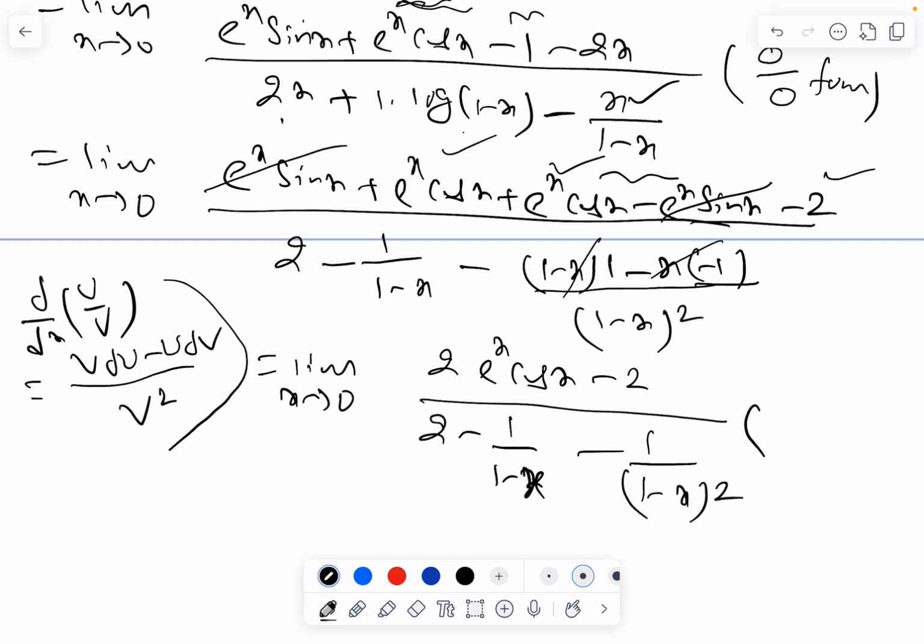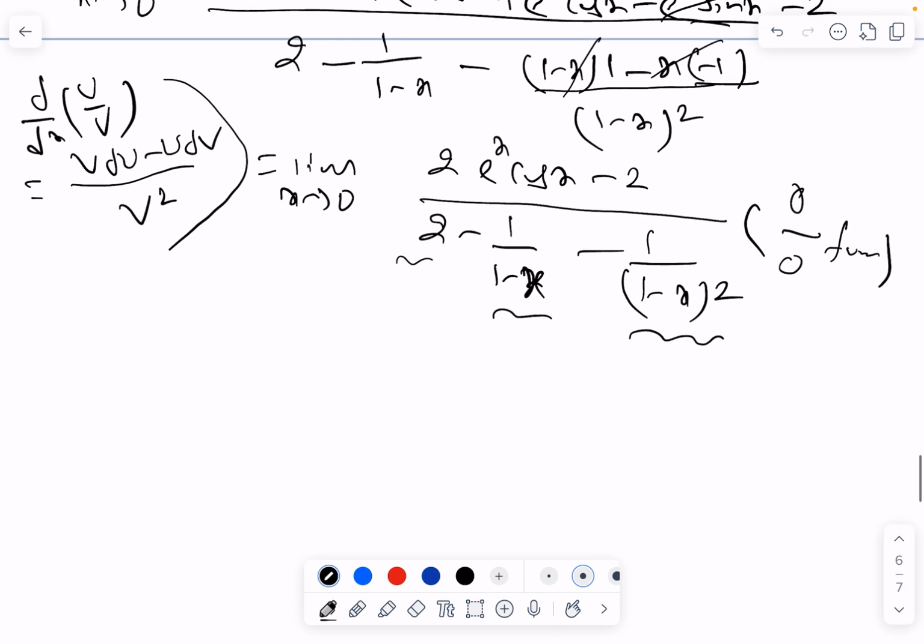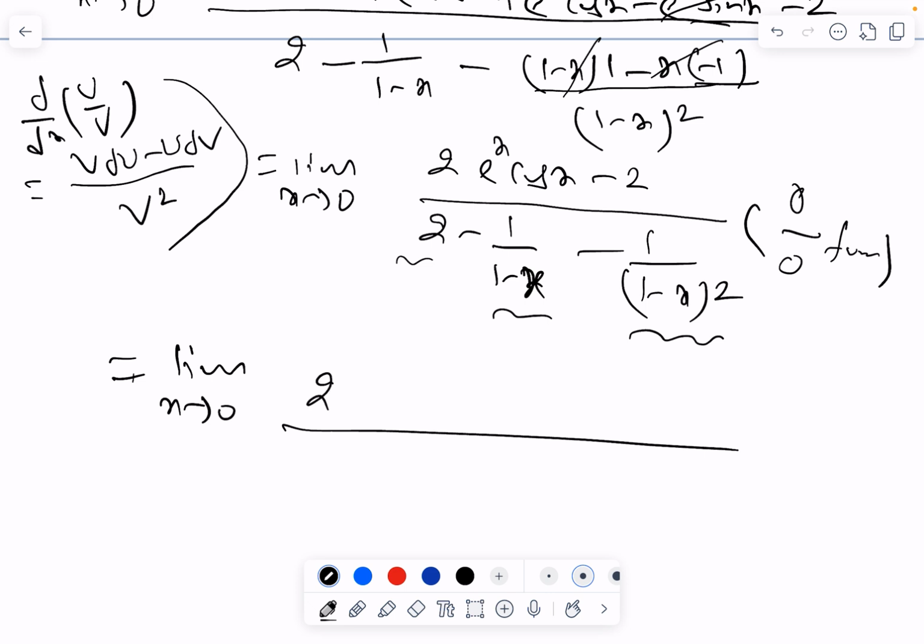This is e power 0 is 1, cos 0 is 1, 2 minus 2, 0. This is 1. This is also 1 when x tends to 0. So this is 2 minus 1 minus 1. So that is also 0. So that is again 0 by 0 form. So limit x tends to 0. Now derivative of 2 e power x cosine x is 2 e power x cosine x, and derivative of cosine x is minus sine x. So minus 2 e power x sine x.